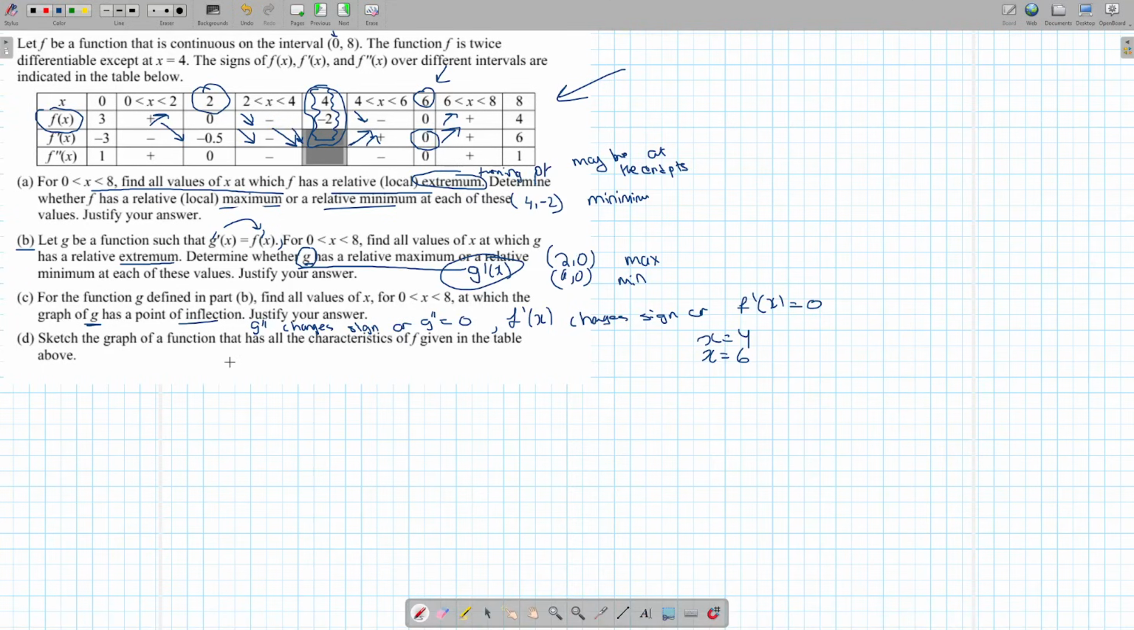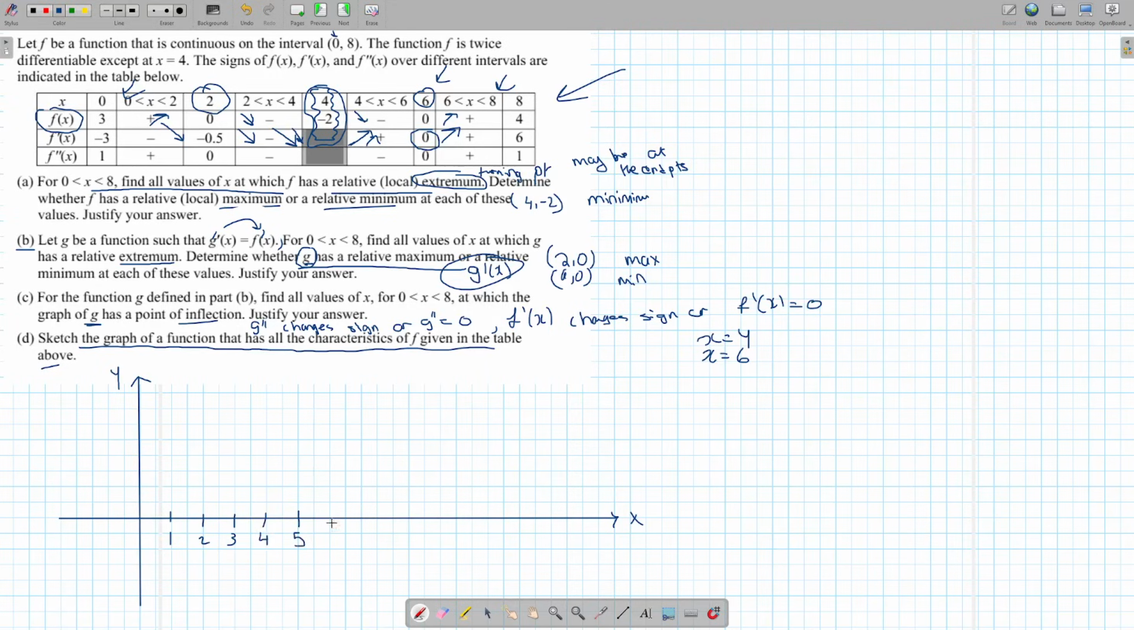Alright. Now, sketch the graph of a function that has all the characteristics of f given in the table. So we basically need to sketch f of x now. How do we do this? Very easy. Let's start by doing our line like this, then our line like this. Of course this is our x here and this is our y. Always label your axes. Okay, now our range is going from 0 to 8, so let's count 2 squares for each one. 2, 3, 4, 5, 6, 7, 8.